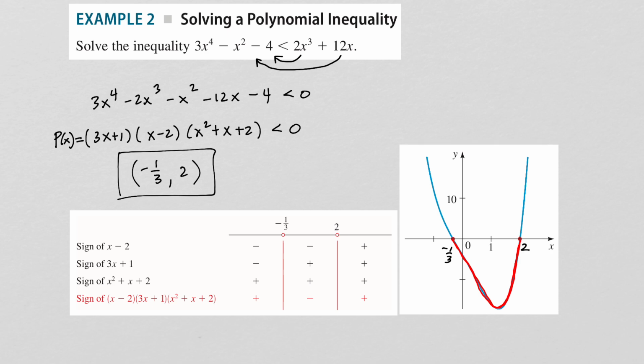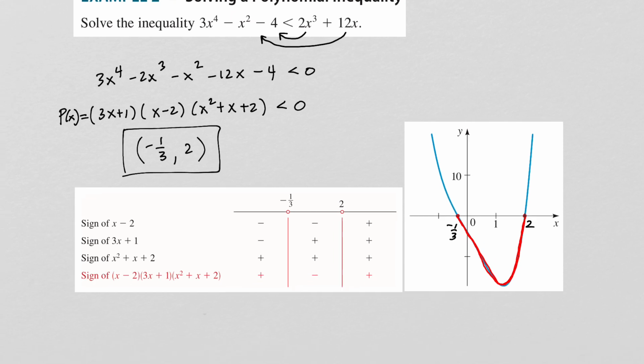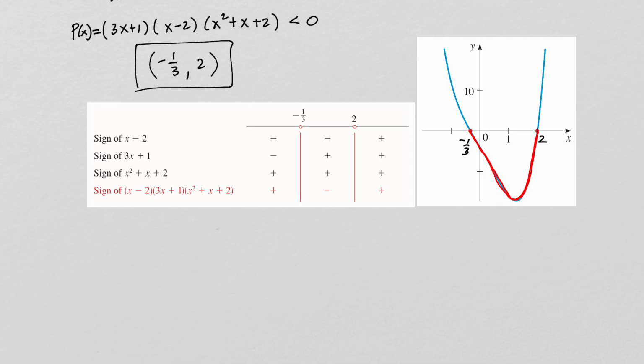Because you're going to have to actually graph the polynomial. So let's talk about the way to do this using a table. Just like in the previous problem, we're going to use a table where we only list the real zeros. And again, those zeros are negative 1/3 and positive 2. And then we're going to look at the sign of each one of these factors on those intervals.